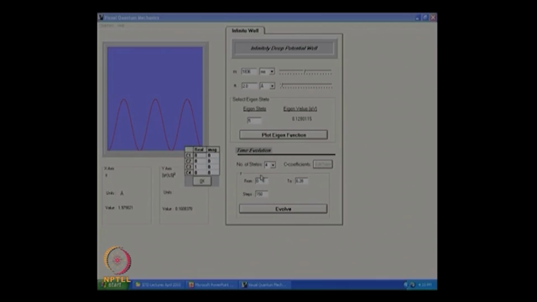Finally, let me superpose the third and the fourth state. Let me make this as 0.707, that is 1 over square root of 2, and this also as 1 over square root of 2. Okay, this and then evolve, and this is how the probability distribution is changing with time. So, initially it was like this and then it evolves like this from certain time to certain time.